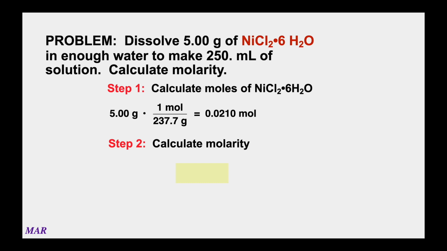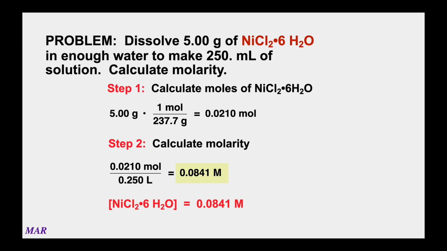How many milliliters in a liter? If you said 1,000, well done. This is going to be an important thing. There's 1,000 milliliters in a liter. So 250 milliliters, notice it's 3 sig figs, 250 with a dot. We need to turn that into liters. So we'll divide by 1,000. 250 divided by 1,000 is 0.250 liters.